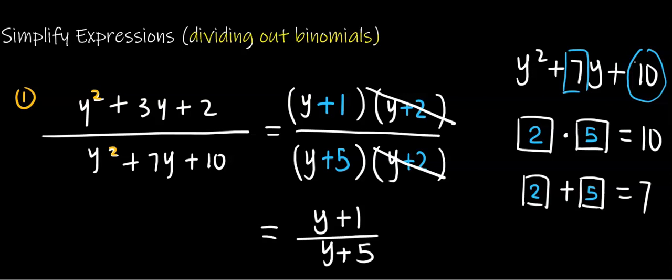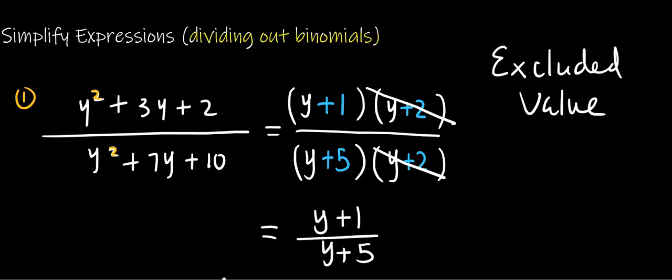Now, one more really important thing we need to look at: the excluded value. In some other books, we also call it restricted. What is the value that we don't want to happen to our denominator? Because once it happens, it will make our denominator 0, then it will become undefined. We don't want this to happen.